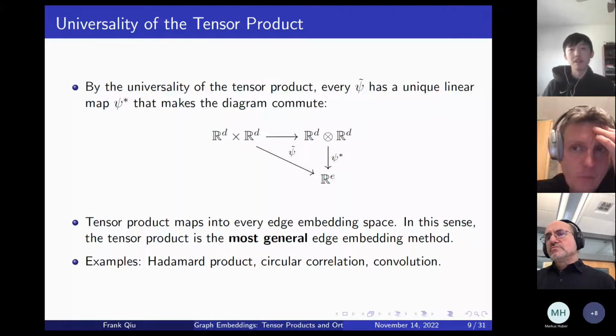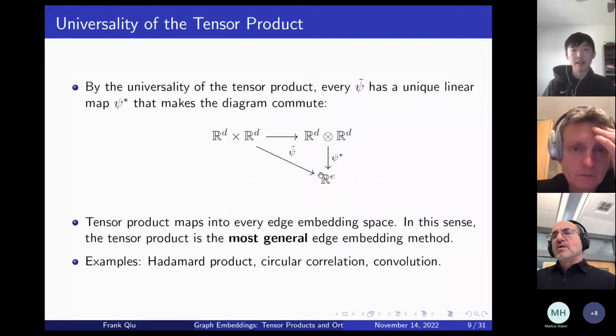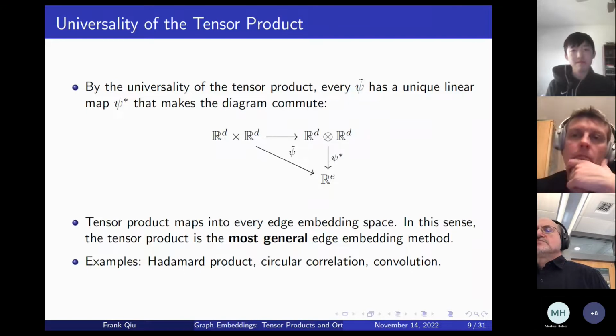Yeah. All I'm claiming is superposition entails these equations. These equations entail that the edge embedding induces a bilinear map, like so, this psi tilde. As long as we have a bilinear map, by universality, there must be a corresponding map from the tensor product. So any edge embedding that respects superposition must and can be linearly derived from the tensor product. Okay. Thanks.